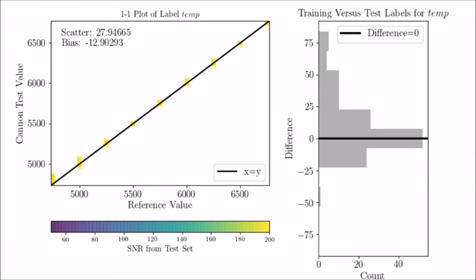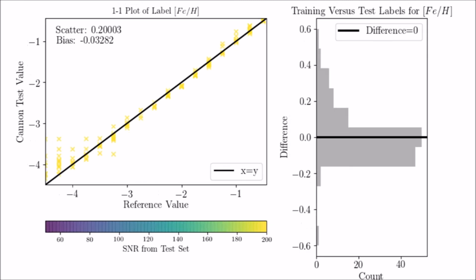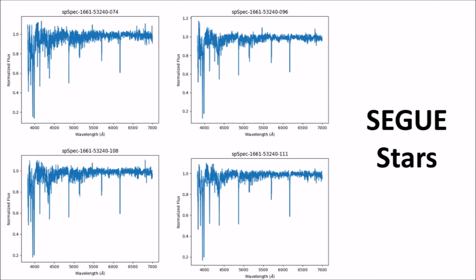As you can see for the temperature, the Canon is able to accurately predict the temperatures in the test set. The surface gravity of the star is not as well defined as the temperature, but the results are promising. The metallicity of the star is well defined for the higher metallicities, but starts to become less well defined as the metallicity reaches -3.5.